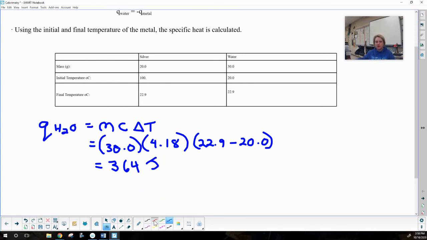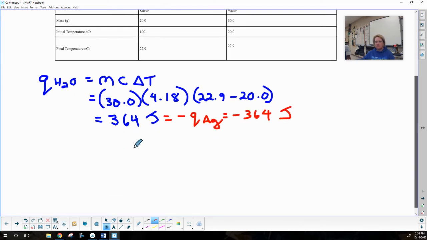So if I know the amount of heat gained by the water, it's going to be equal and opposite to the heat lost by the silver. So the silver gave the water 364 joules. So now what I'm going to do is I'm going to use cum-sat again, or cum-cat, and I'm going to rearrange this equation to isolate specific heat, because I'm trying to prove that the specific heat of silver is 0.134 joules per gram kelvins.